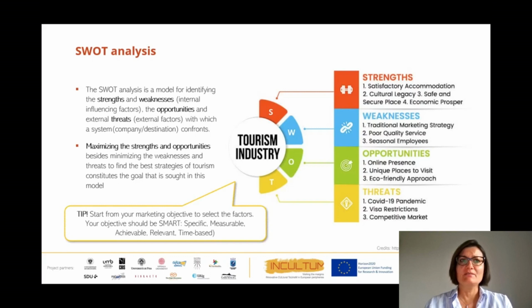Maximizing the strengths and the opportunities besides minimizing the weaknesses and threats to find the best strategies of tourism constitutes the goal that is sought in this model. To be effective, a SWOT analysis must be referred to a specific objective, otherwise how could you select the important factors? Objectives must be specific, measurable, achievable, relevant, and time-based. To remember that, you can use the acronym SMART. One last tip on the SWOT analysis model. The more specific and viable the objective, the more targeted the selection of the factors, the more useful the SWOT analysis.